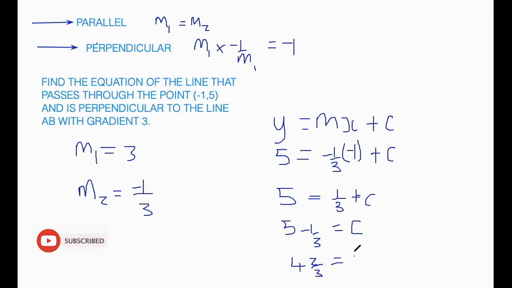Now once you have the constant, we are going to rewrite this, so it's y equal negative 1/3, and rewrite the variable, which is x, plus 4 and 2 over 3.